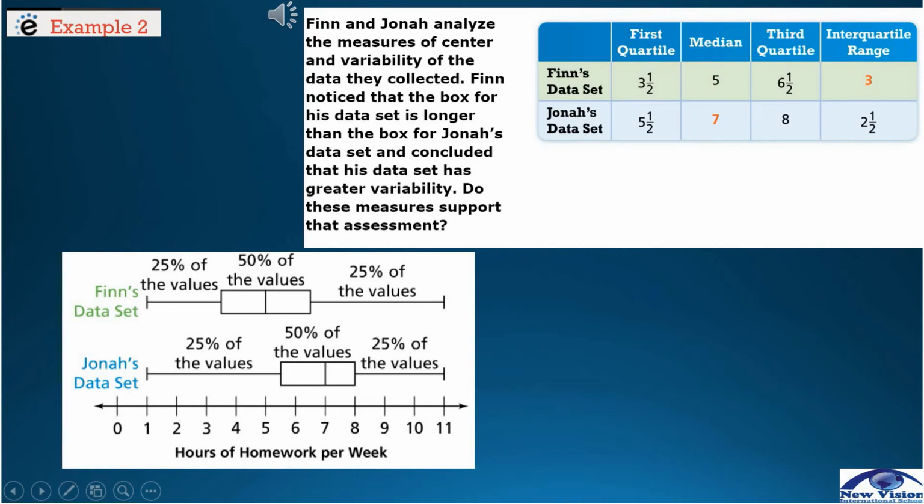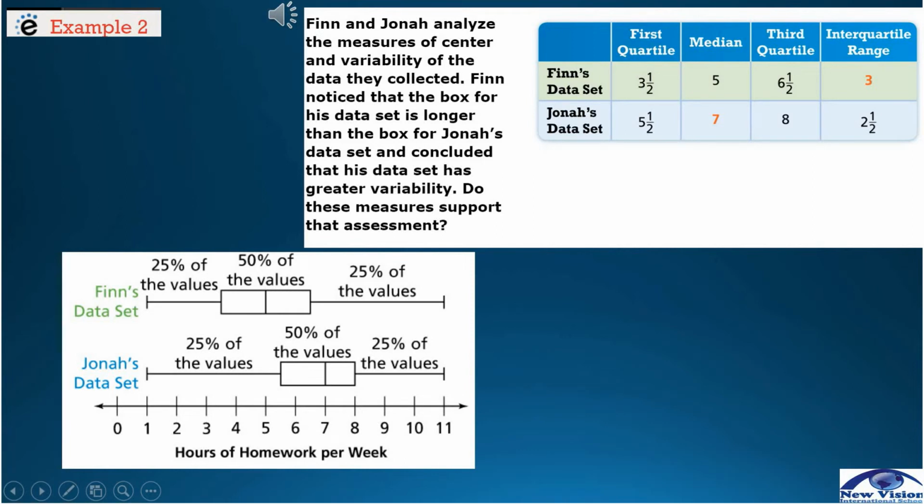Okay, so let's take a look at the box plot of Finn's data and Jonah's data. What does the line in the center of the box represent? The line here represents the median of the data. What does the median tell you about the population, by the way? It tells about the data point exactly in the middle of the distribution.